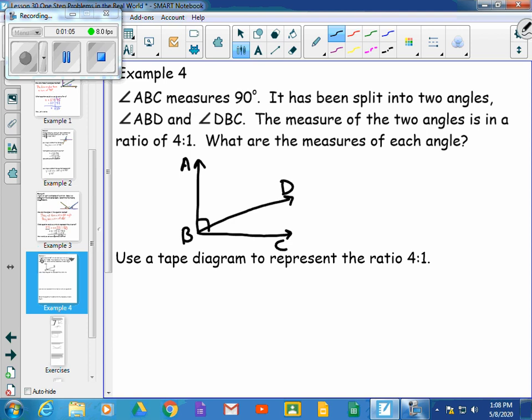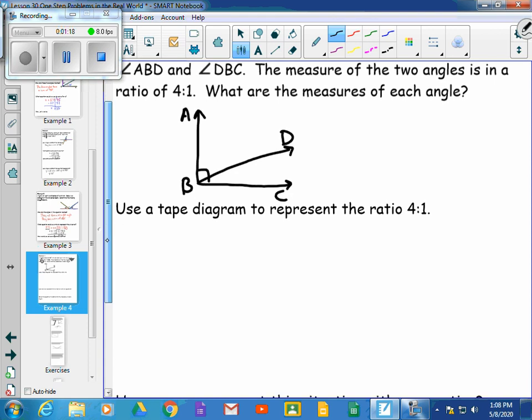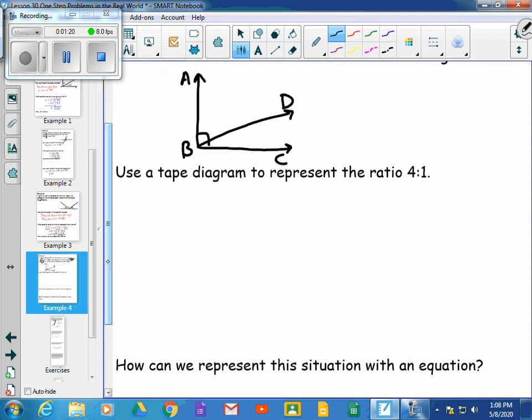This angle ABD, according to our picture, is 4 times bigger than angle DBC. For every 4 parts in the one angle, there's only 1 part in the other angle. It takes us back to our ratio lessons that we've had earlier this year. Now, because we use ratios, we can create a tape diagram to help us figure this out, because we don't know exactly how much each angle is. We just know those two together equal 90 degrees.